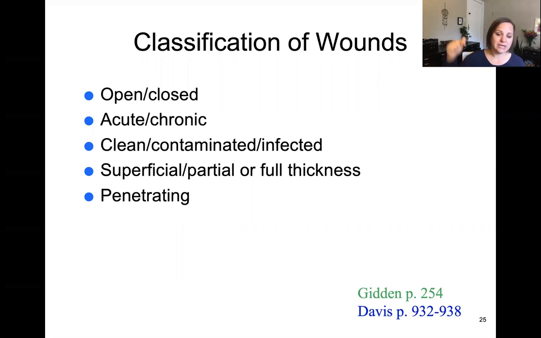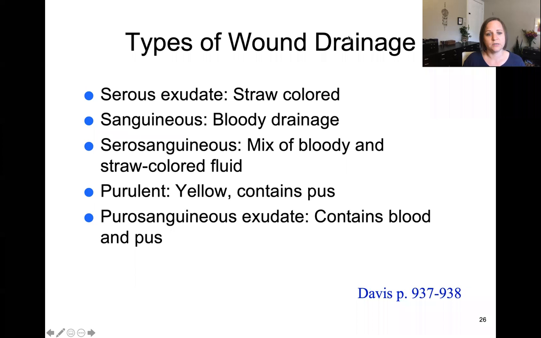Penetrating wounds are things that went into the body, like a stab wound, a gunshot wound, or even a kitchen knife can cause this, or a puncture wound. Anything that goes through the body would be considered a penetrating wound. As I mentioned previously, here are the types of wound drainage. You can pause right here and read this for yourself. You might want to make flashcards on these. These are types of wound drainage that you should be able to understand.